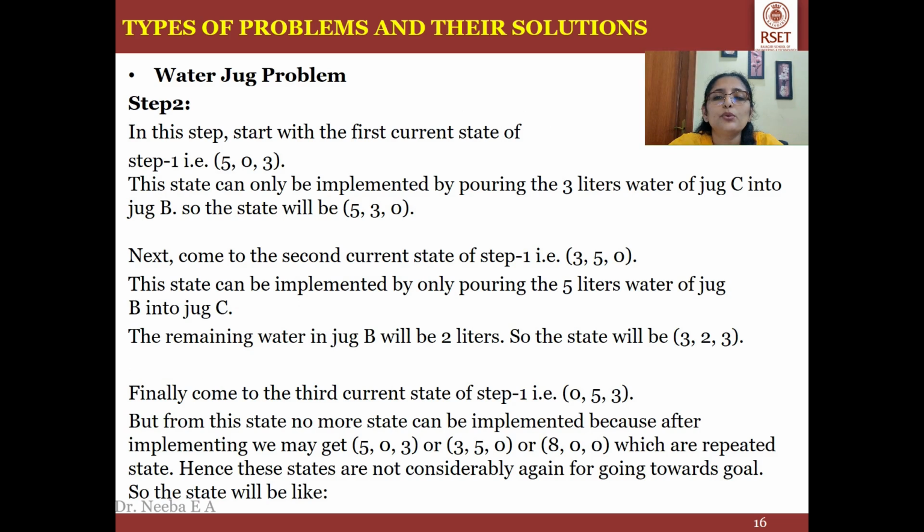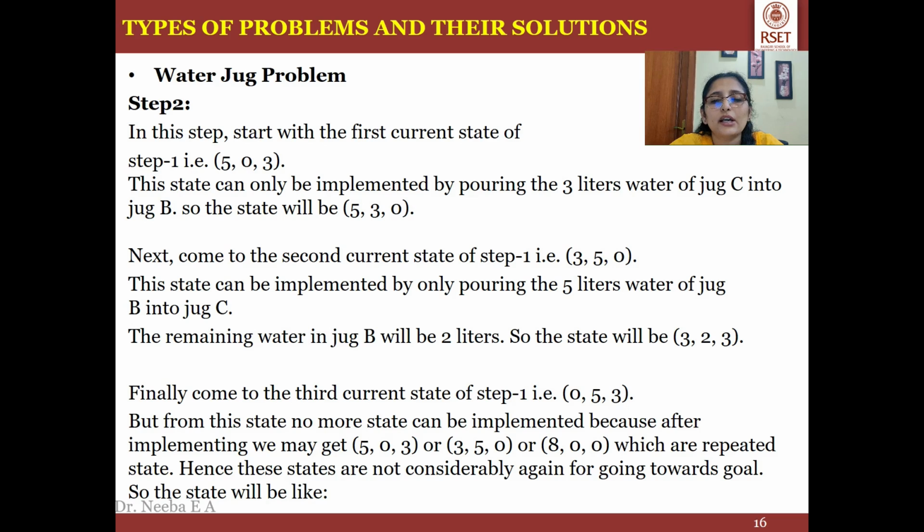In step 2, the current state I am going to take is 503 from the initial state. This can be done by pouring the 3 liters of water in jug C into jug B. So then the state will become 530.